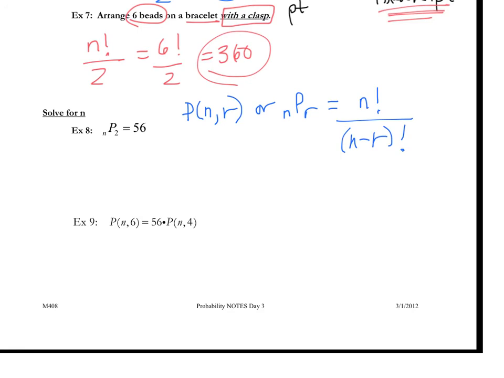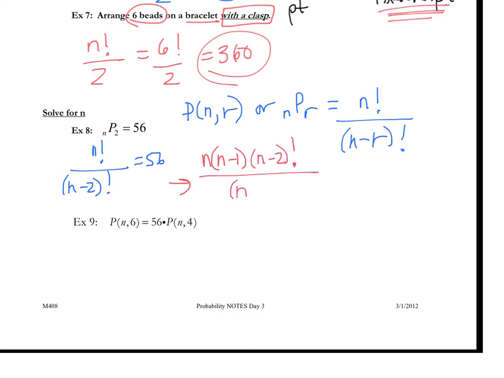In example 8, I'm going to go ahead and set this up, and I'm going to say that n is my n and 2 is my r. Therefore, I have n factorial divided by (n minus 2) factorial is equal to 56. Now, we talked the other day about always setting the larger factorial and rewriting it in terms of the smaller one. If we compare n and n minus 2, n is clearly the larger factorial. So we could rewrite this as n times (n minus 1) times (n minus 2), woohoo, we got a match, put an exclamation point, over (n minus 2) factorial equal to 56.